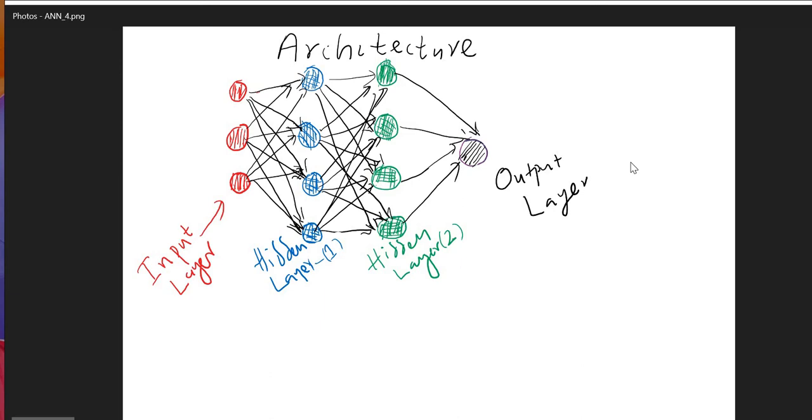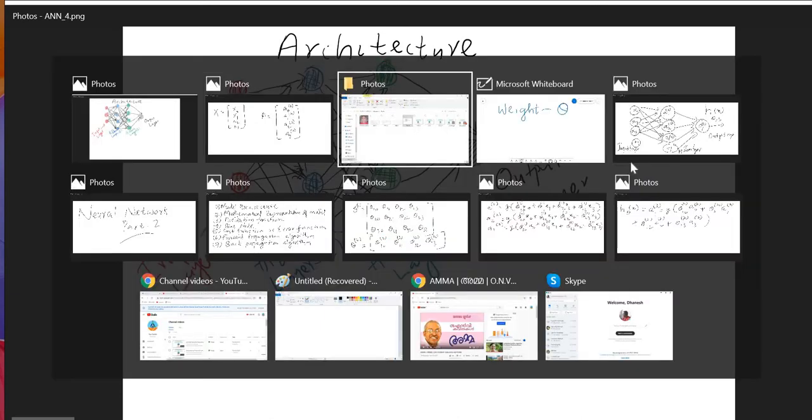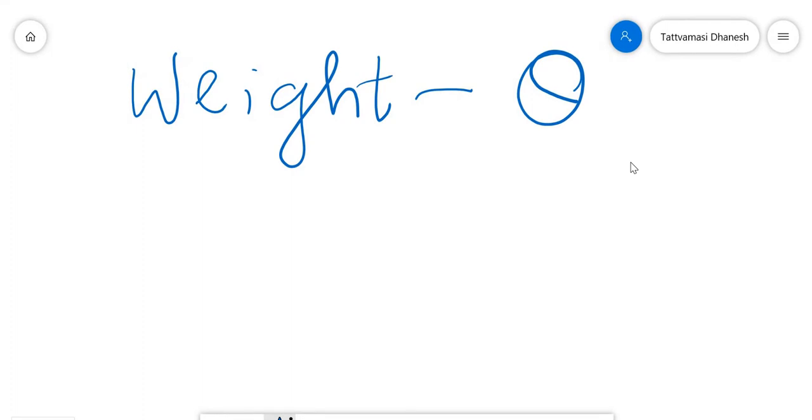Weight is the impact of one node on the other node. The next node can be in the other layer. That is the weight in the proper definition. From the equation of a straight line, I gave you the most fundamental explanation for weight, but from a neural network perspective, weight is the impact of one node on the other node. So weight is denoted by the letter W, and here we are using theta as the weight of the network, and the weight between the input and hidden layer.